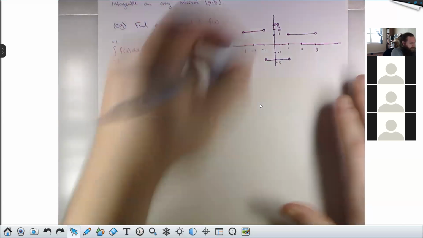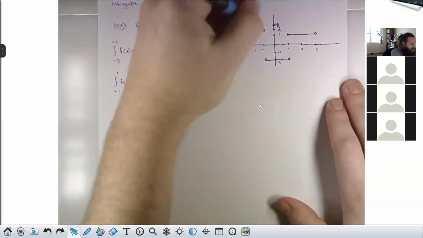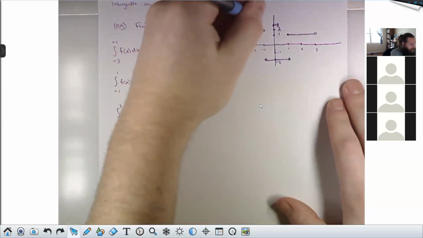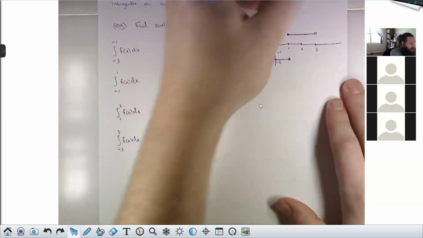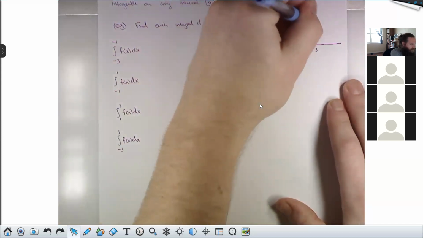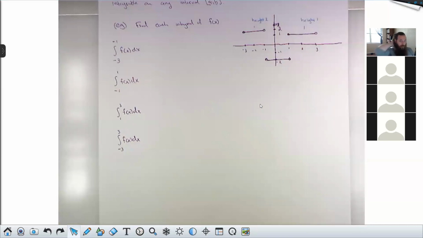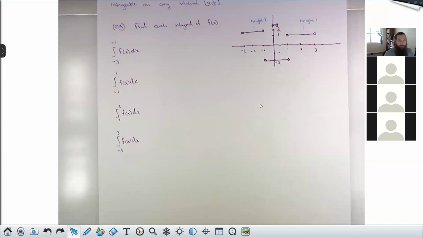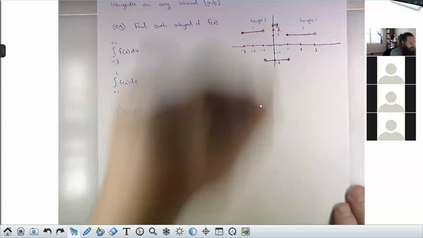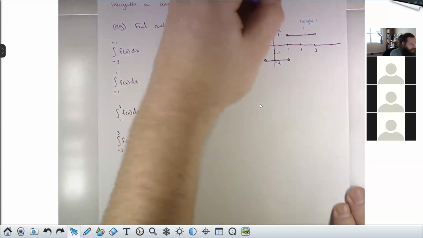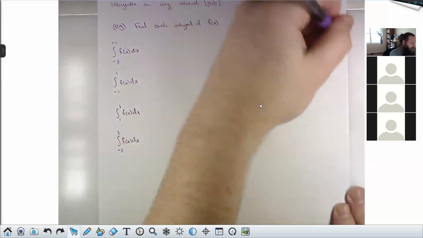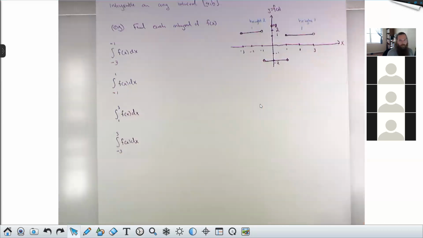And I'll say here the height is 2. And the height here is 1. Because I know my picture didn't get that across nicely. And the graph here, of course, is the graph y equals f of x. This is the x-axis. All right.